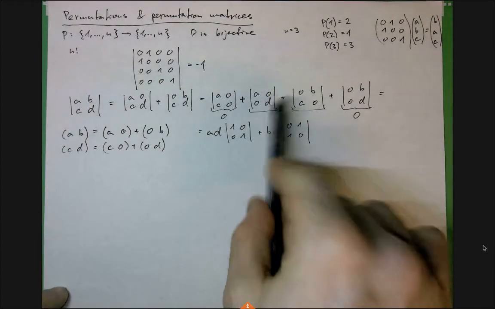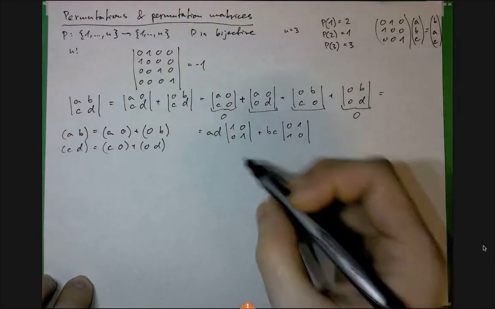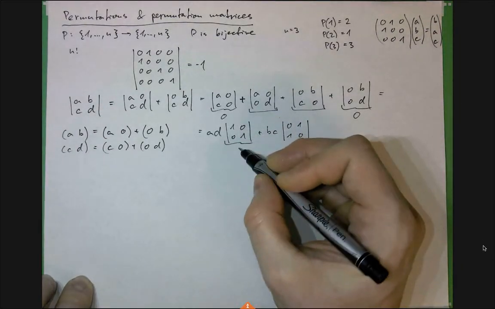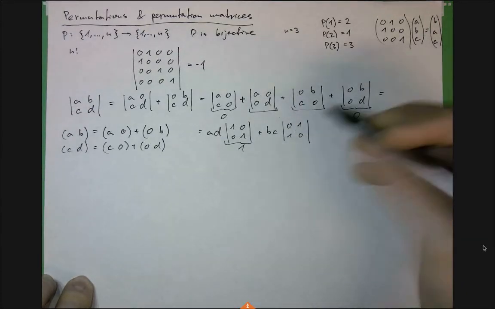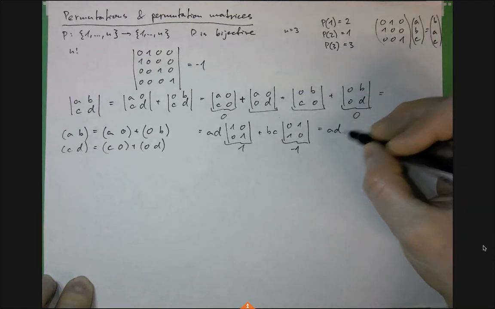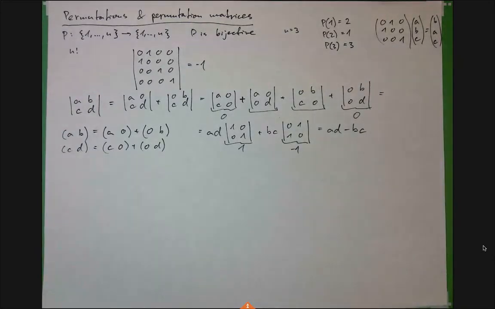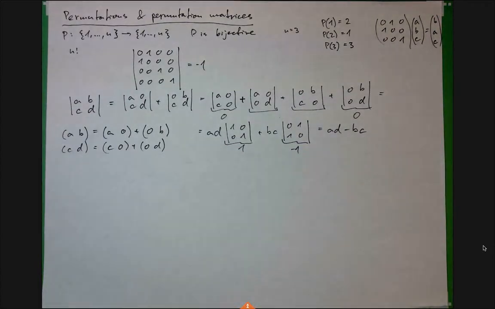Both A and D. I could do it in steps, but I don't want to underestimate you. So this is the determinant of the identity, which is 1. And this is the identity except for one row swap, so this is -1, right? So this gives me AD minus BC. And this is really the determinant of an arbitrary 2x2 matrix, now derived from the rules.